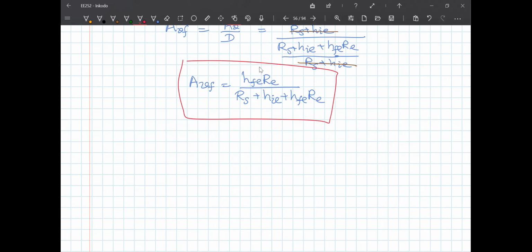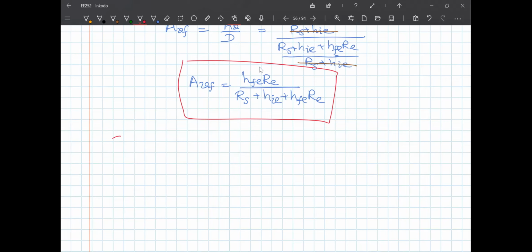Now for these circuits, HFE is very high, like 100 or so, and RS and HIE are very small. Source resistance and HIE typically are maybe hundreds of ohms. Emitter resistance is typically in the range of kilo ohms. HFE may be about 100. So therefore HFE times RE is typically much higher.